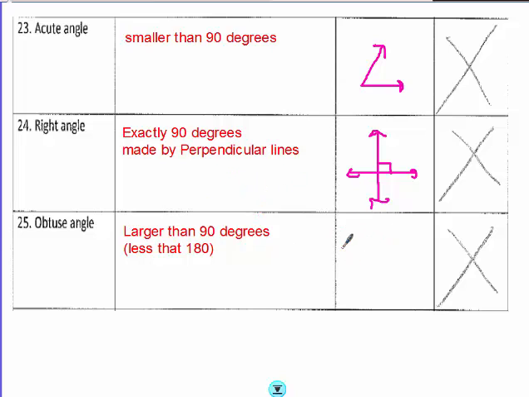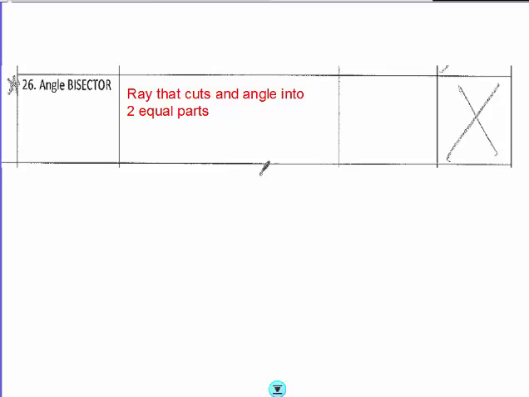An obtuse angle is an angle that's bigger than 90 degrees, but still smaller than 180, because we normally don't go past 180, and 180 would be a straight line. So more than 90, so it's past the point of being a right angle here, but yet it's not over 180. And the last term is an angle bisector. We talked about bisector already with segments. An angle bisector is a ray that cuts the angle into two equal parts.